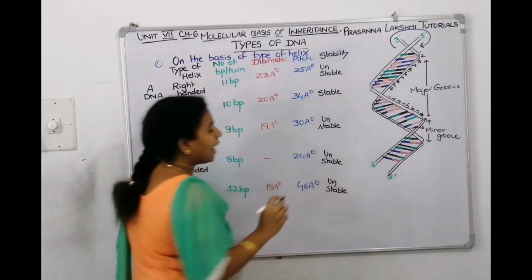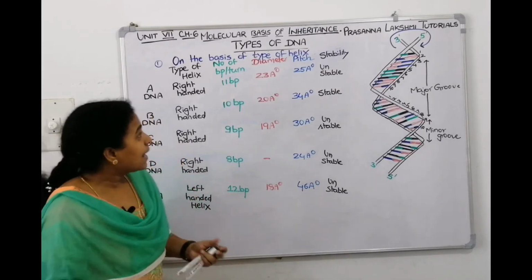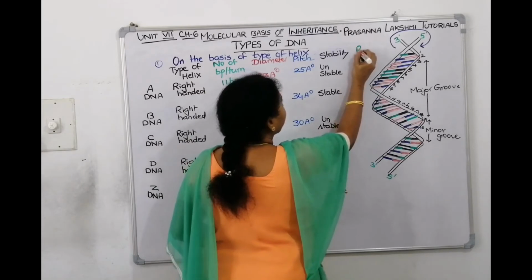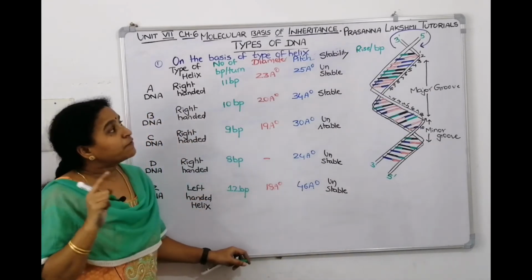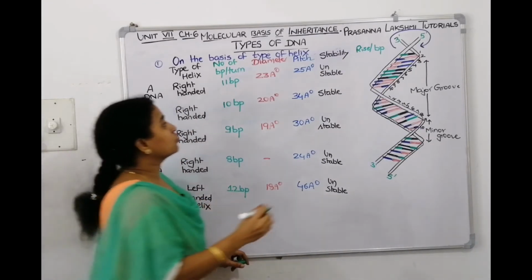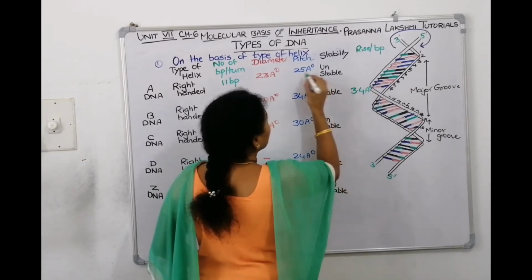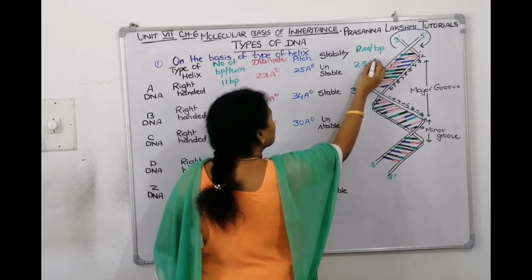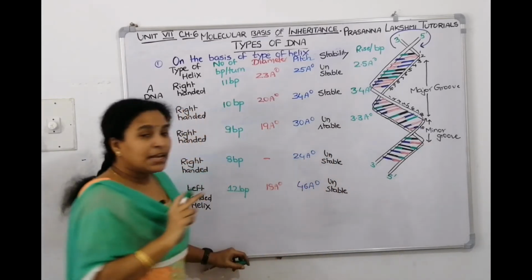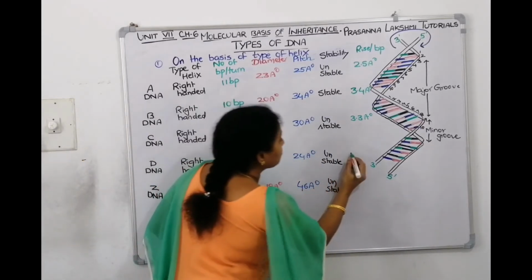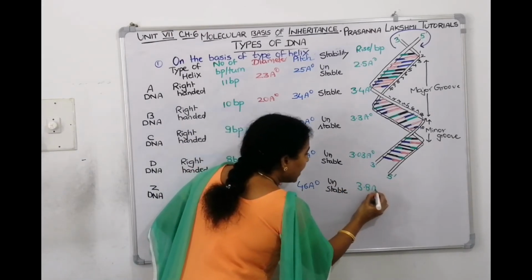We are left with the last one. What is that? Rise per base pair. If we see, we will finish off the differences. For B-DNA, the rise per base pair is 3.4 angstroms. Here it is 3.4 angstroms, 2.5 angstroms here, and here 3.3 angstroms. And for D-DNA, it is 3.03 angstroms. And the last one is 3.8 angstroms.